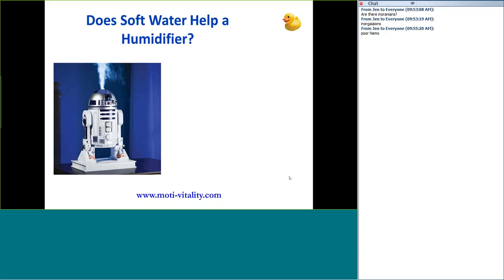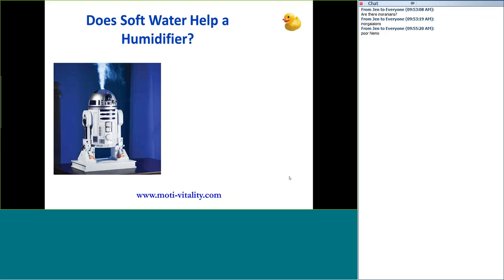I must have had the inner geek in me totally with me as I'm doing these PowerPoint presentations. I got a Star Trek picture. I thought this was a really cool humidifier. At my house, I have soft water running to my humidifier, and I still have to clean out the filter.